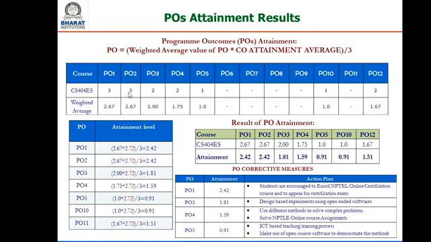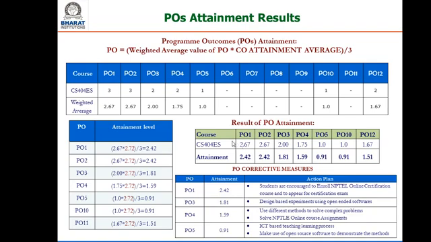Then PO2: 2.67 into 2.72, whole divided by 3. Then PO3, here the average is 2. 2 into 2.72, whole divided by 3, equals 1.81. Then PO5: 1 into 2.72, whole divided by 3, and so on. Now the results are depicted in the table of results of PO attainment.